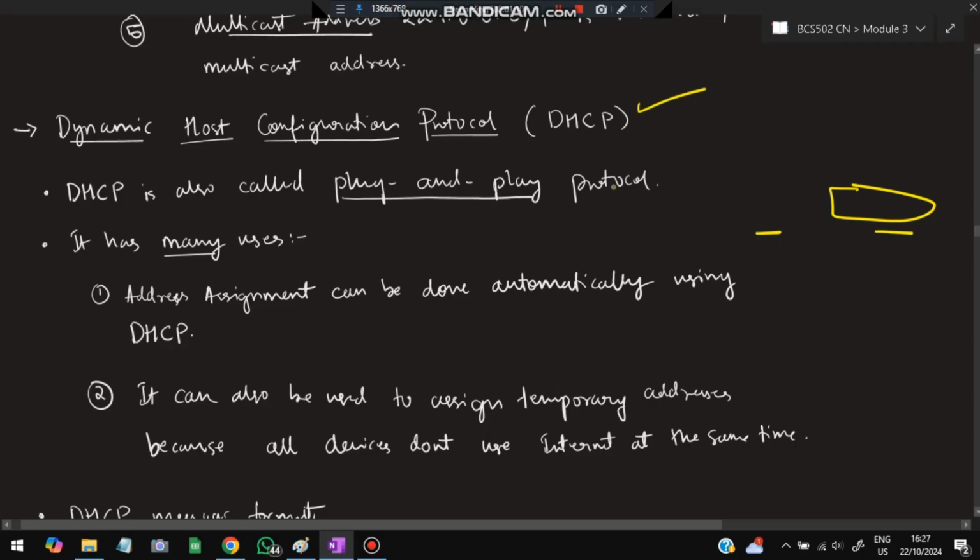That's the first advantage. The second is that it can be used to assign temporary addresses, because all devices do not use the internet at the same time. Suppose there are 5 devices, and out of the 5 only 3 are connected to the internet. The other 2 have addresses assigned, but they are not using the internet. So until they use the internet, their addresses can be allocated to other devices that are requesting an address. Whenever a device is not using its address, you assign it to them. That process is done by DHCP.